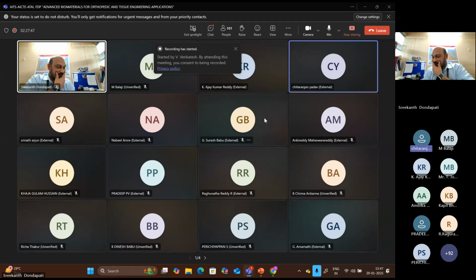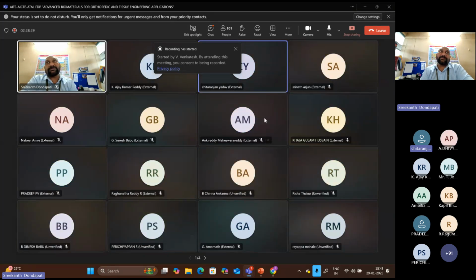Which cell did you use, sir, for that cell attachment? MG63. So how can you identify, suppose I am a new researcher, which cell is good for testing? There are so many cells, like MG63, MC3T3. How to select one? There is no such thing, it depends on the application. For most orthopedic applications, we go for osteoblast cells or MG63.